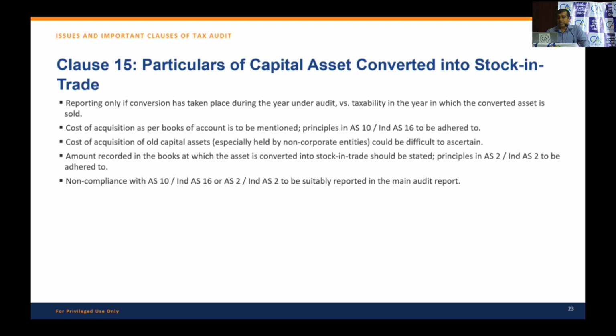Clause 15, capital asset converted into stock. While a very simple thing, the cost of acquisition you report under this paragraph should be as per AS 10 or Ind AS 16, whichever is applicable. But a typical problem in case of non-corporate entities, where you don't maintain a fixed asset block and don't maintain a depreciation block, is that identifying the cost of a specific asset which is converted into stock in trade is very remote. Under such situations, one should be careful about how you determine and how you report those items here.